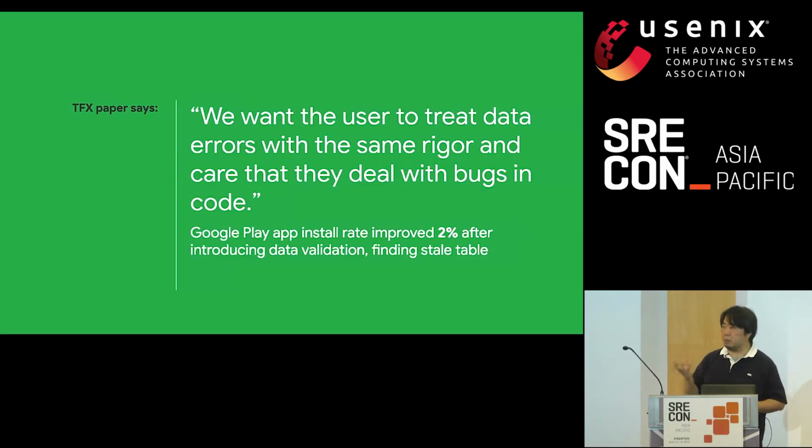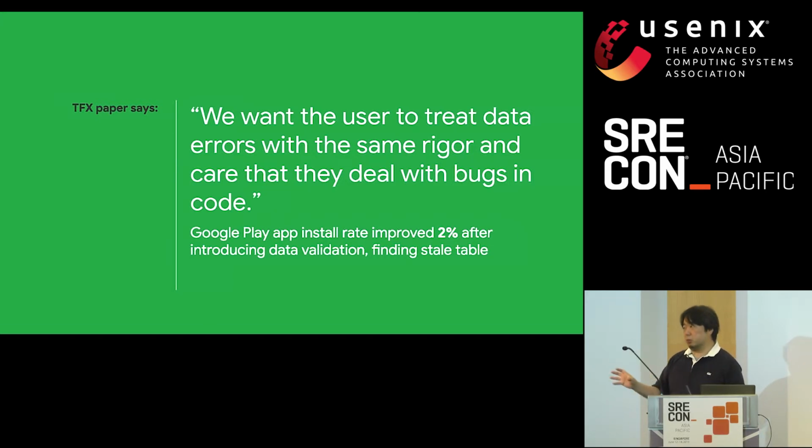TFX also has a paper, so this is another recommended publication. The TFX paper says we want the user to treat data errors with the same rigor and care that they deal with bugs in code. As I mentioned, data is the code in machine learning systems. So just like bugs in your code, any significant changes in the distributions or patterns in the training data should be treated as a bug in your code.